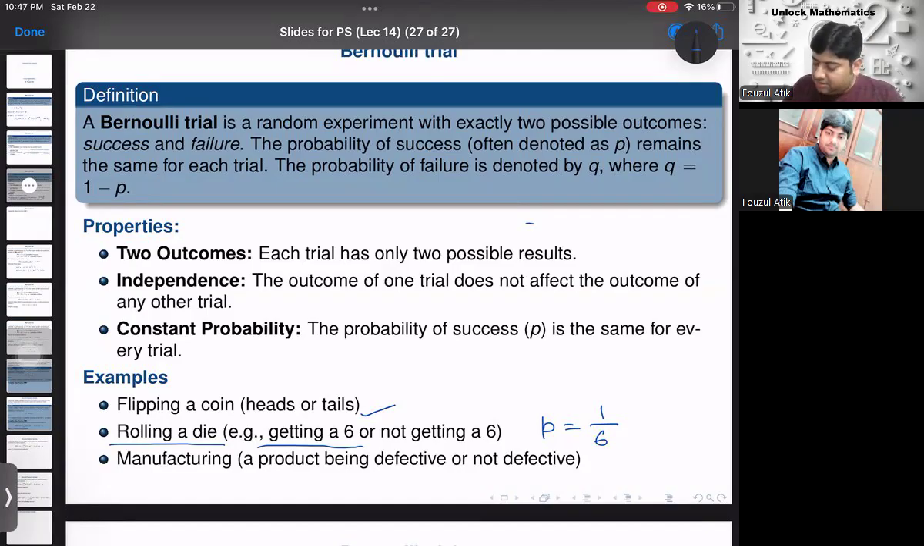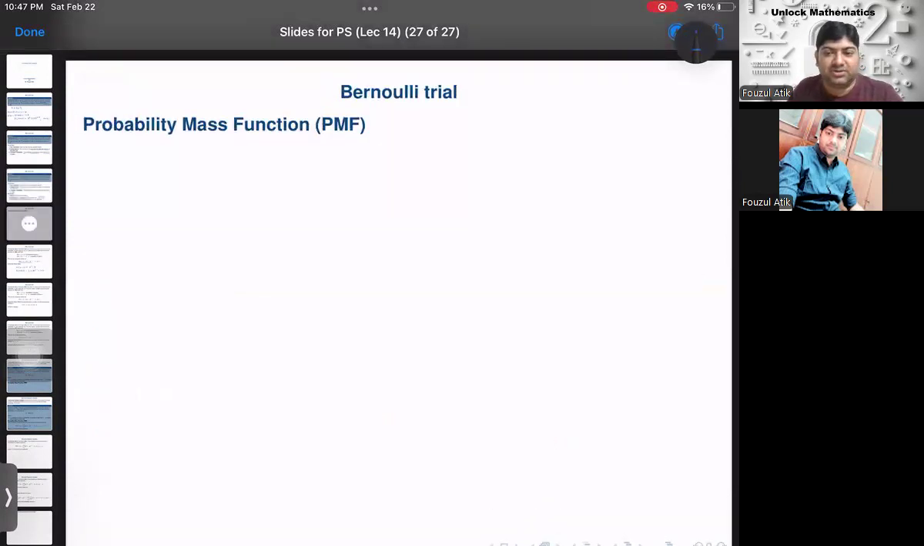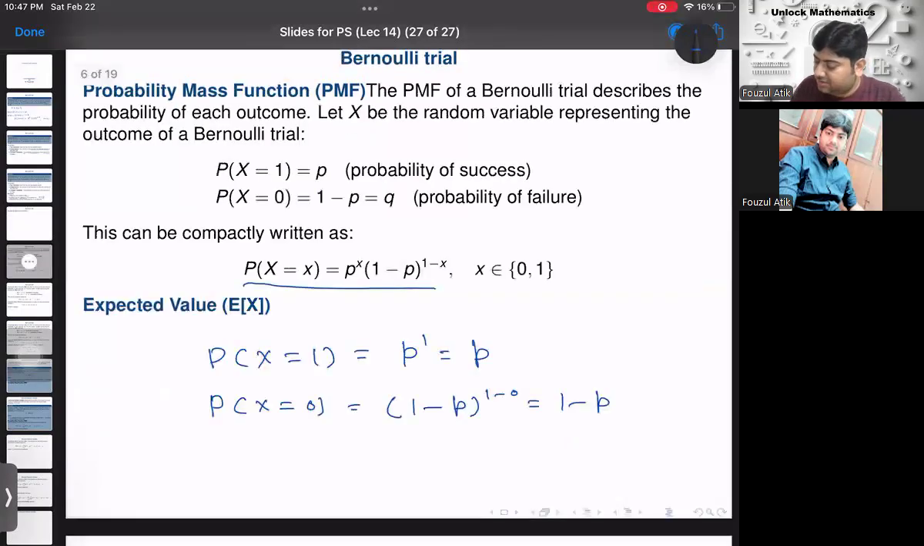Okay. Next is our probability mass function. As we have already discussed, the probability mass function is this one: p of x is equal to p to the power x into (1 minus p) whole to the power 1 minus x. We have already discussed this part.